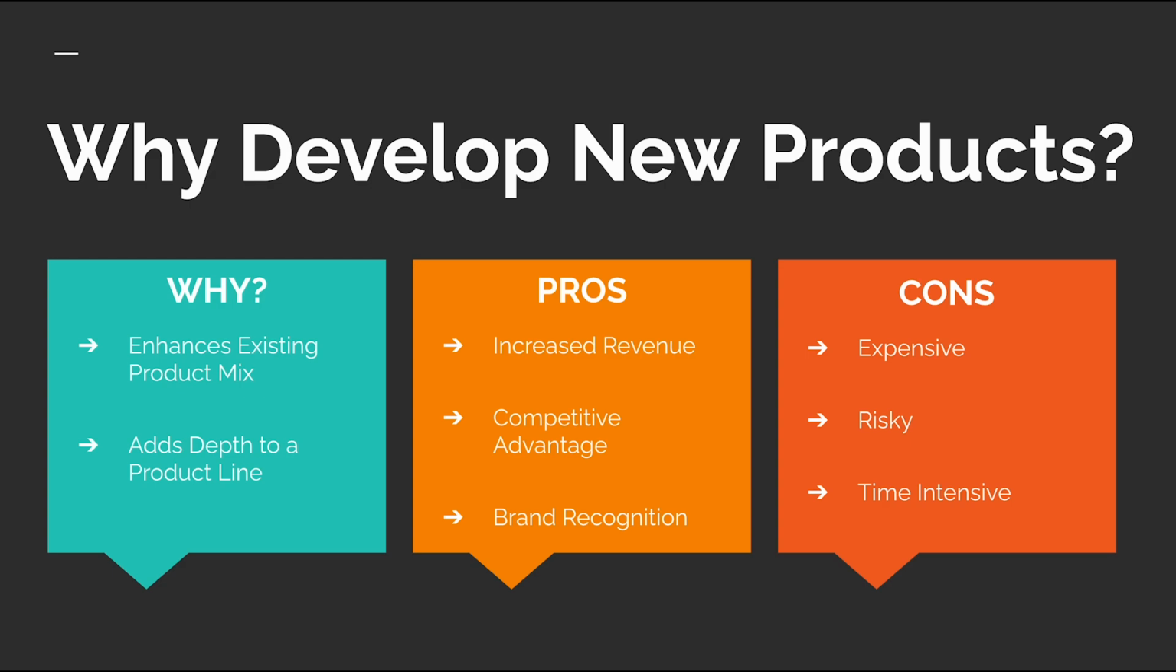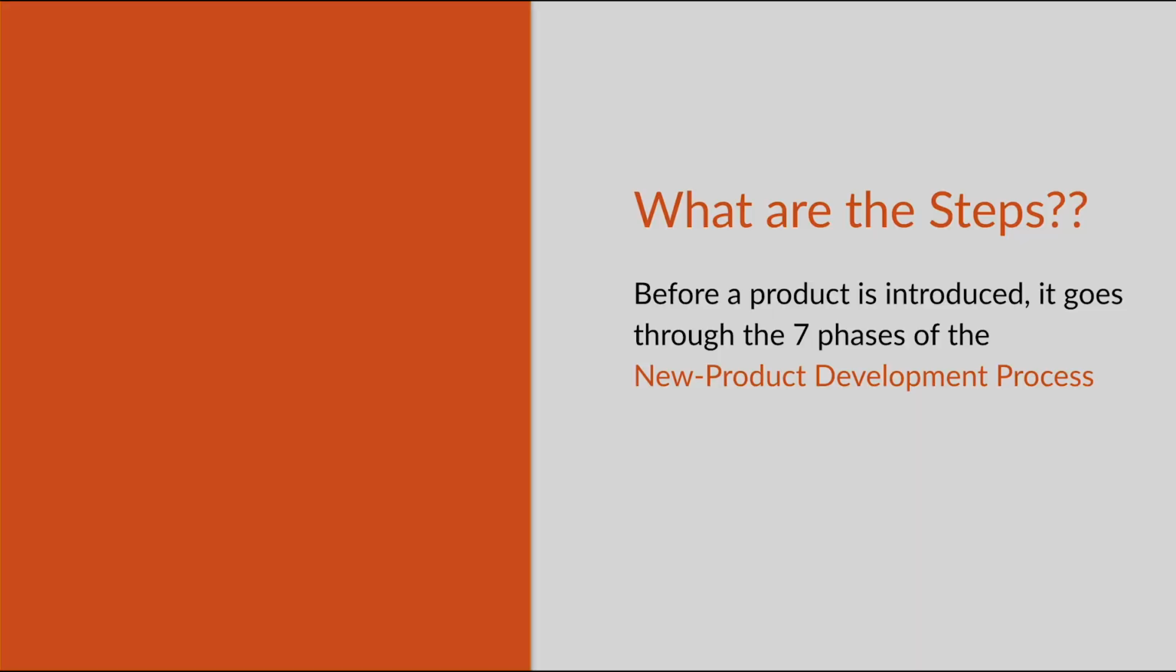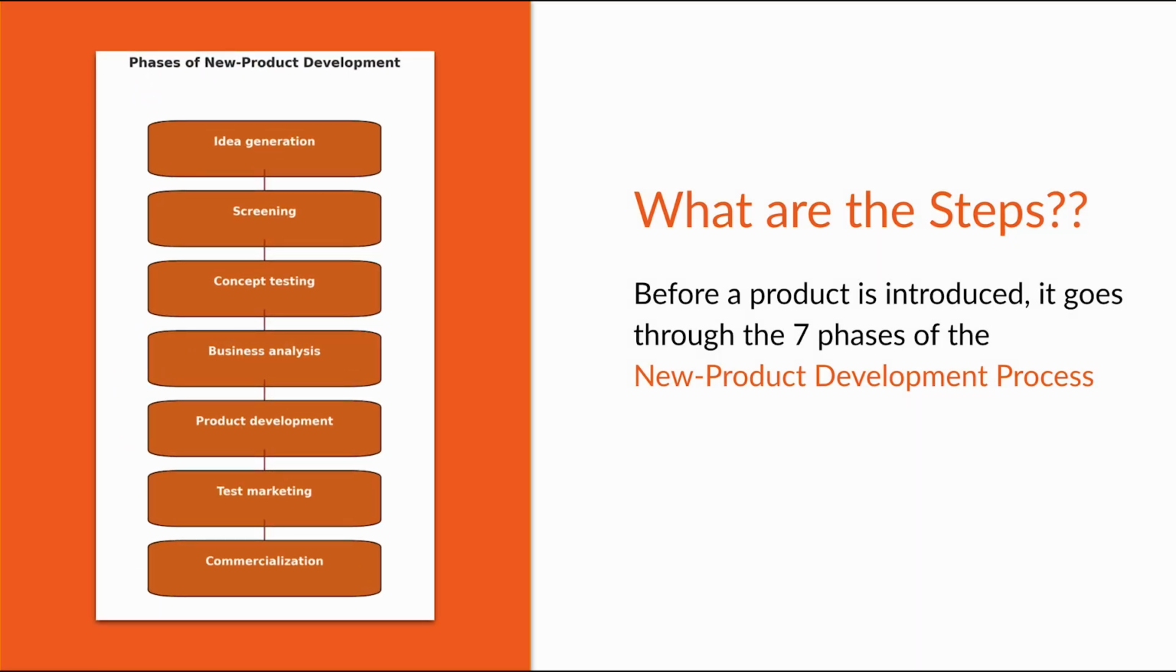But how do companies launch these new products? Before a product is introduced to the market, it goes through all 7 phases of the new product development process. As a product goes through this process, it can be dropped at any stage. Over the next few slides, we will cover the process through which products are developed from idea inception to fully commercialized product.